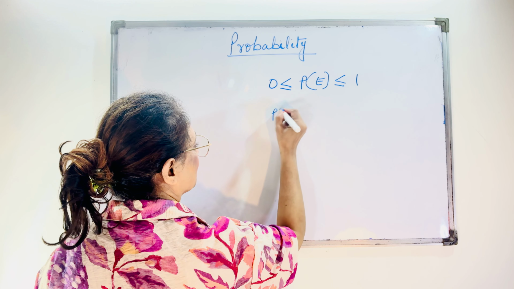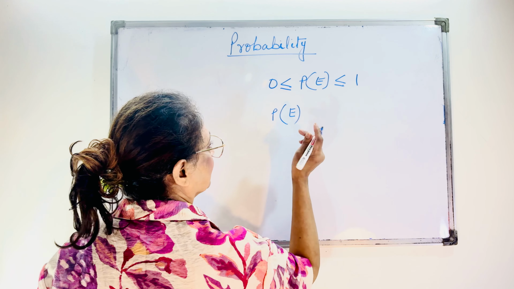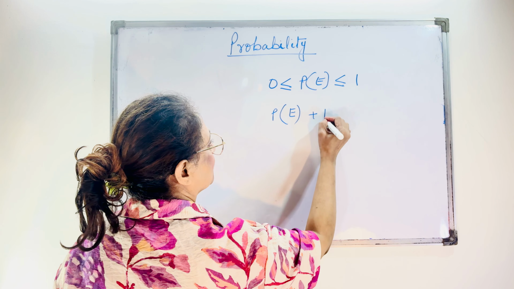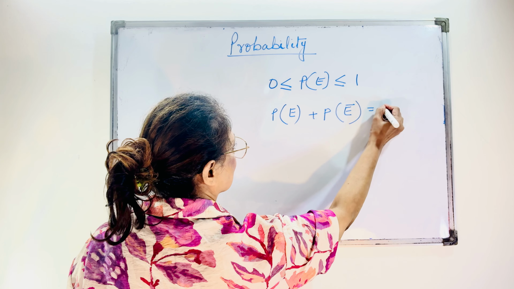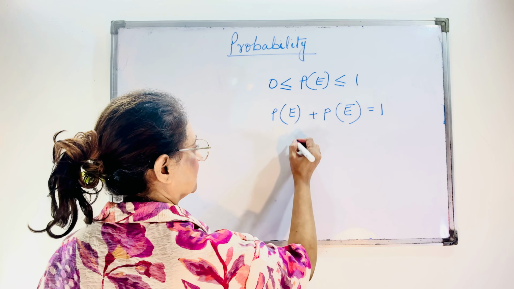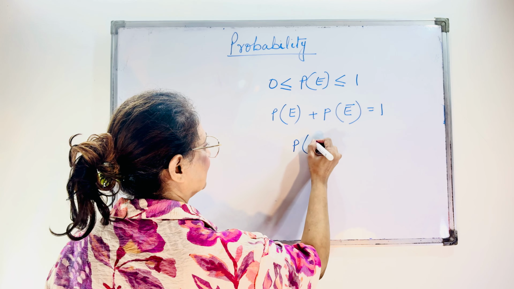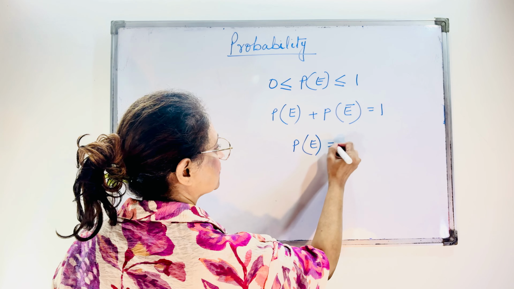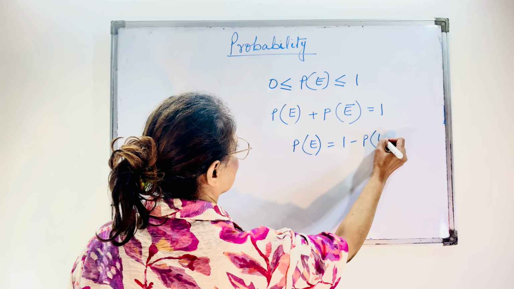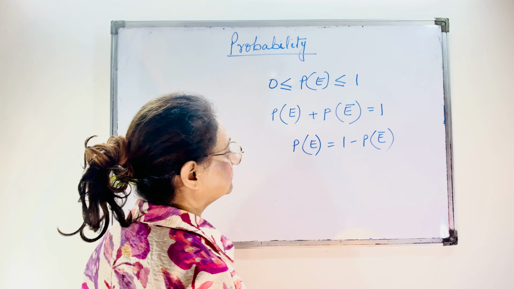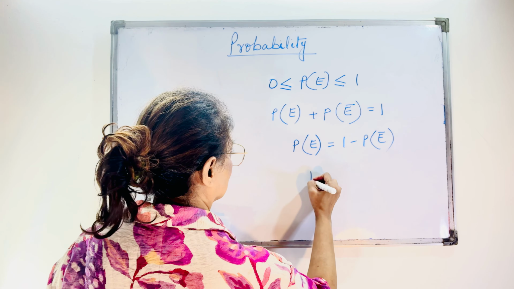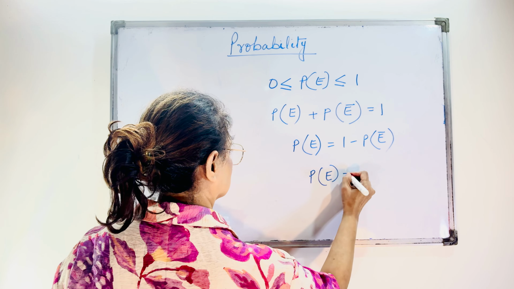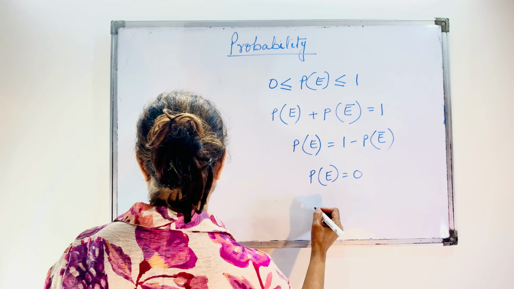Then the probability of an event happening plus the probability that the event does not happen is equal to 1. So the probability that an event happens is 1 minus the probability that the event does not occur. Fine. All that is required to kind of remind, I'm going to talk about those.